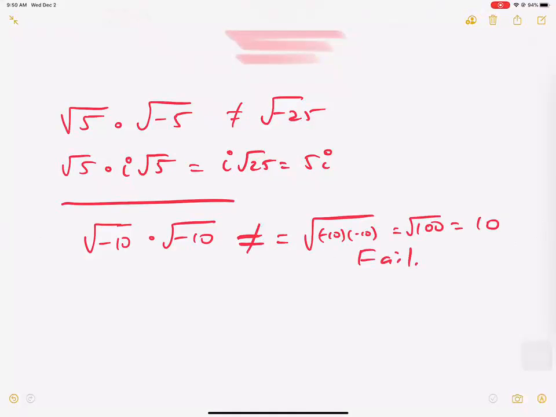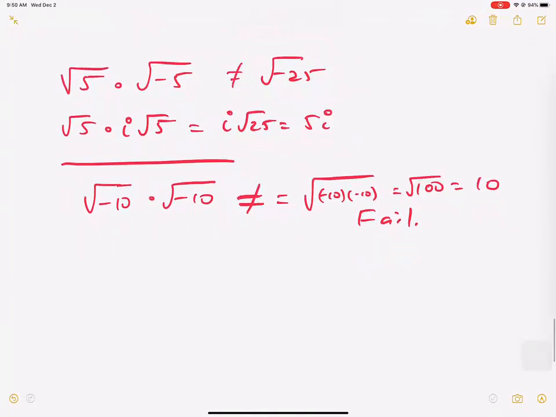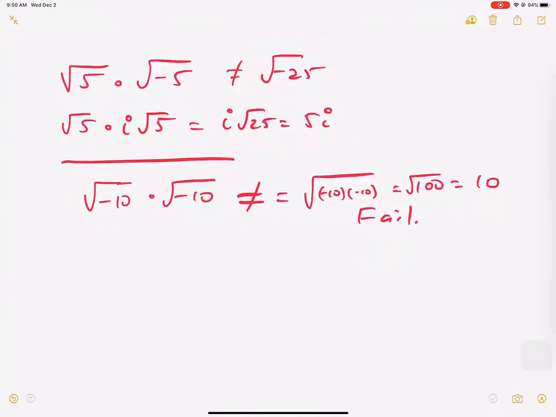It's like you made it saying 2 plus 2 is 2. Just making stuff up. Why? Because these aren't real numbers. We can't do real processes to these. What you have to do is actually change this to an imaginary number first. And this becomes i squared square root of 100, which then becomes 10i squared.